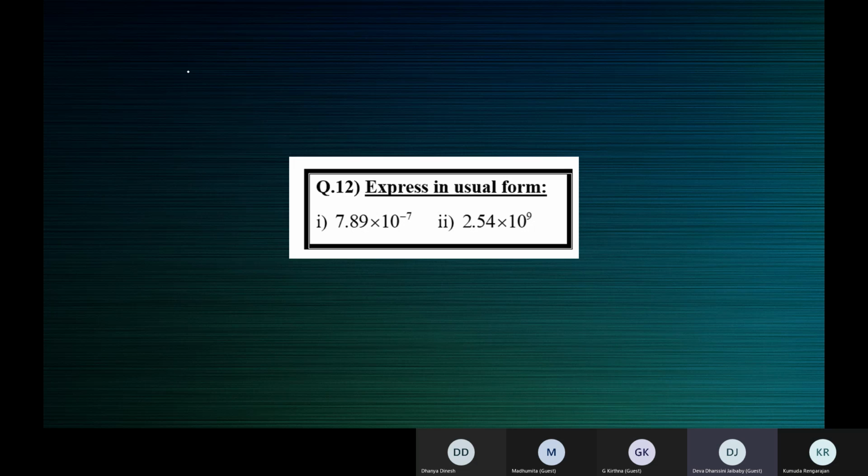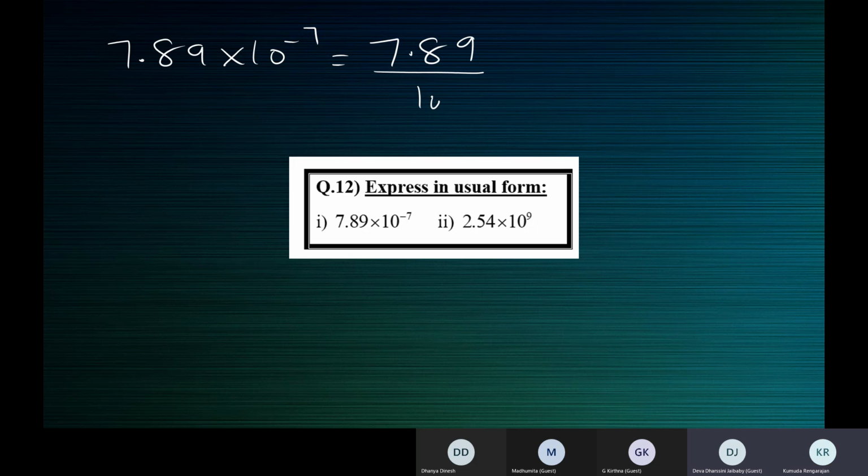So we have 7.89 into 10 to the power minus 7. So when it's given in the scientific notation, you'll have to put it back in the usual form. Follow this method, children. This would be more easy. I'll just show you some steps for that. So 7.89 into 10 to the power minus 7 can be written as 1 over 10 to the power 7, right?